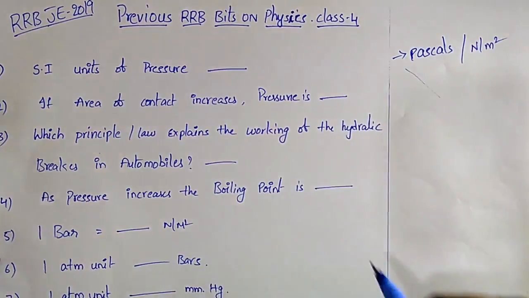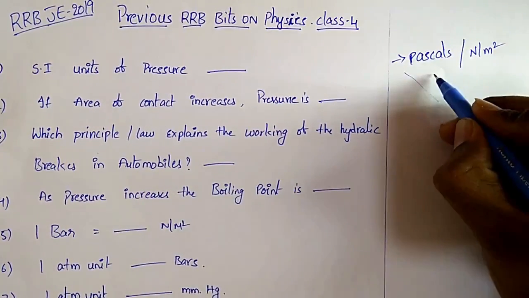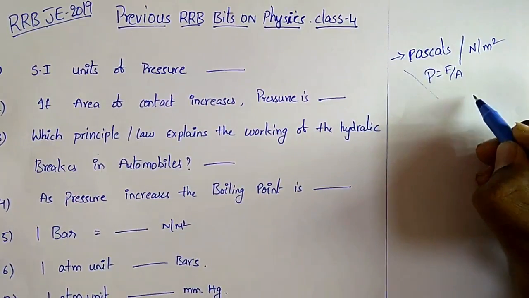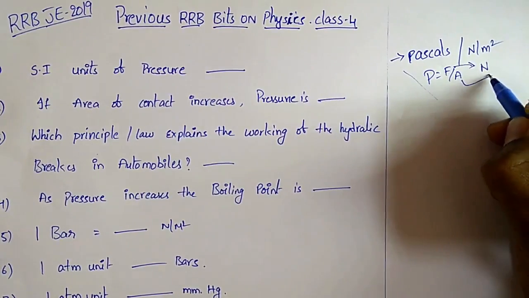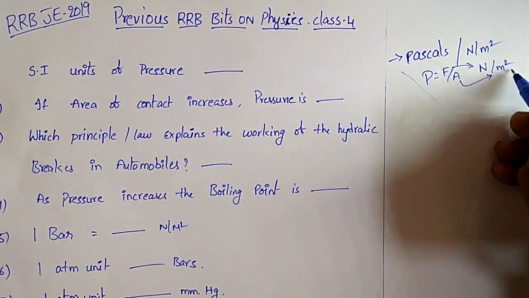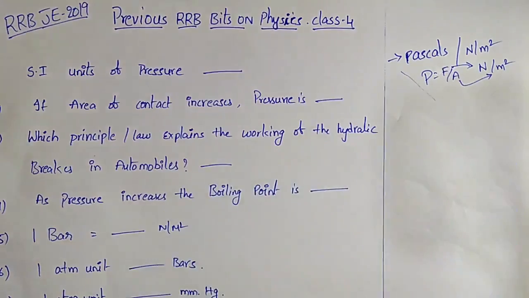Choose the option from the choices. Here we know that the pressure P equal to force per unit area. The unit for force is Newton and unit for area is meter square. Newton per meter square. 1 Newton per meter square is 1 Pascal. So the SI unit of pressure is pascals.